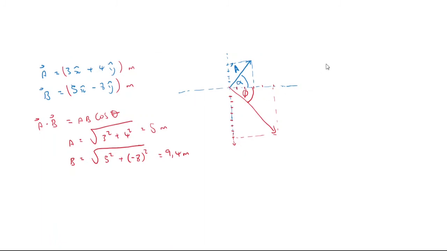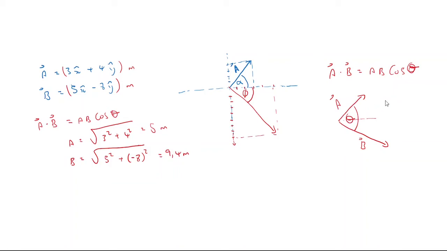So the dot product for A and B is going to be given by A B cos of theta. Now the issue is, what is this theta? Theta is the angle between the two vectors, where I have this vector A, and then I have this vector B. I want the angle between the two vectors, which is going to be theta.